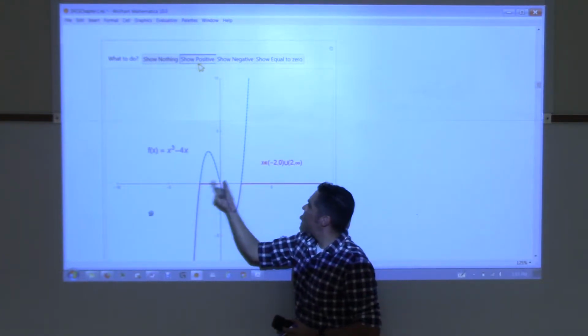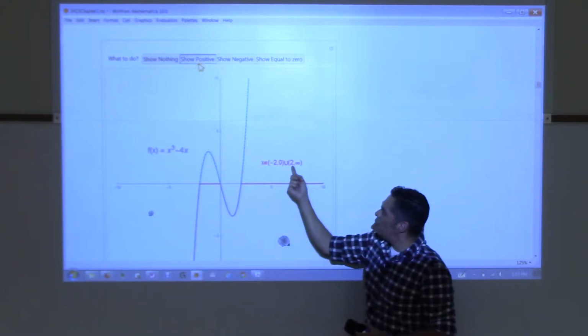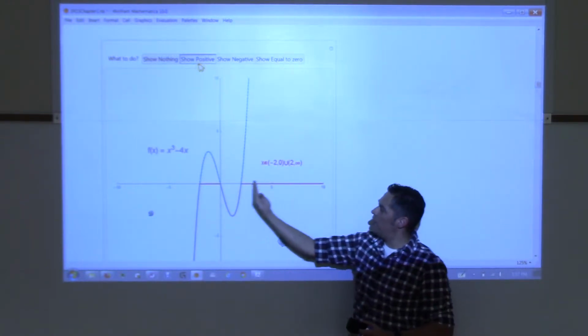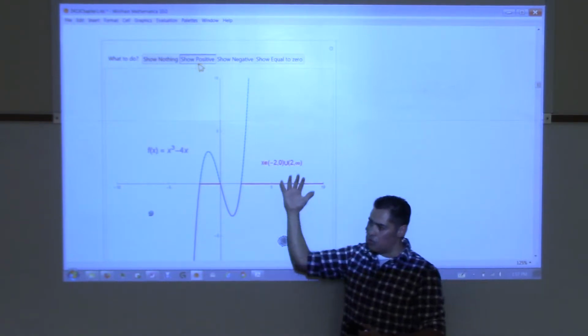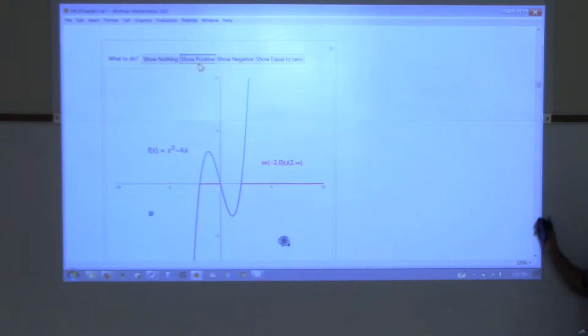Between -2 and 0, if our x is between -2 and 0, then our function is positive. If we're bigger than 0, from 2 to infinity, our function is bigger than 0, above the x-axis. Yes? Okay. I know I'm going fast. Trust me, when we get to the new stuff, I will slow down, all right?